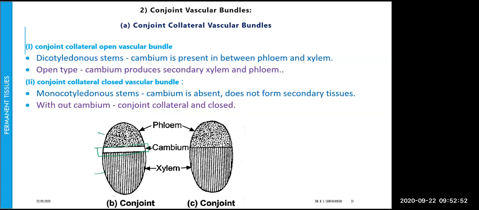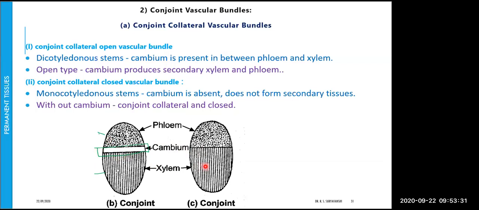So this presence of cambium in between xylem and phloem is what separates them, and that's why they are called open. But when there is no cambium, they are called the closed type of vascular bundle. So it's very simple.